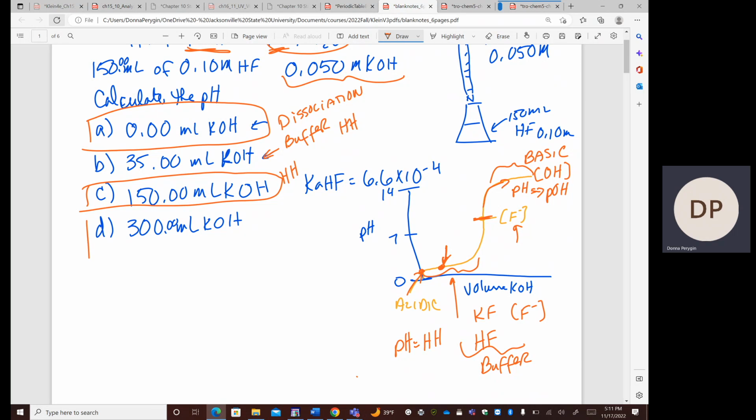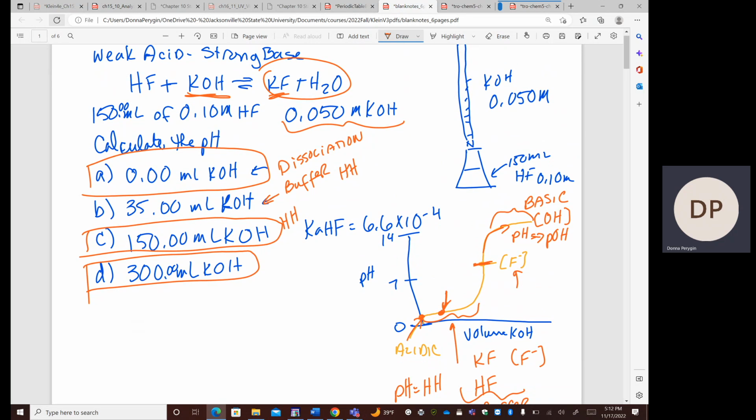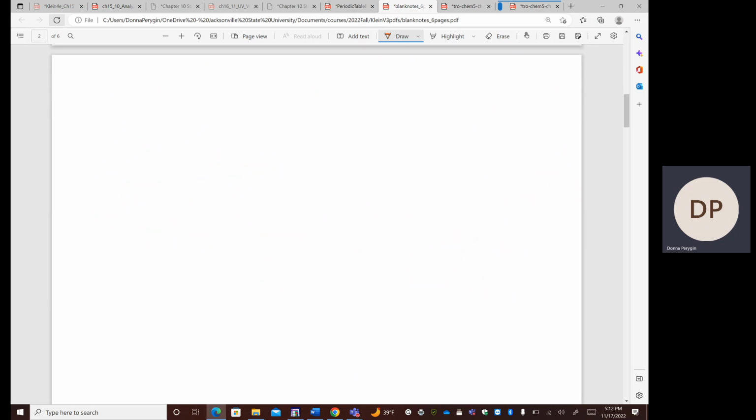All right, and then once we add 300 milliliters of KOH, we should be at the equivalence point. And then we can go ahead and do an ICE calculation. Let's go ahead and just do that. We can go ahead and add 450 milliliters of KOH, and at that point, we're going to be in the hydroxide or basic range, right? And we'll calculate the pH from the pOH. All right, so let's go ahead and get started and look at what these calculations will look like.